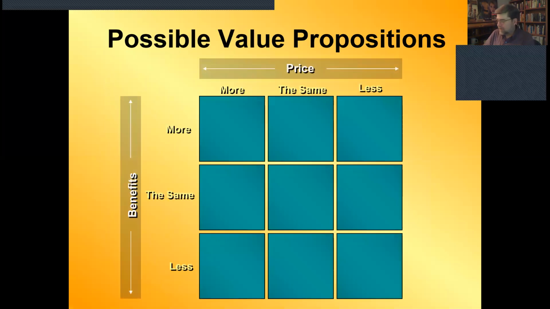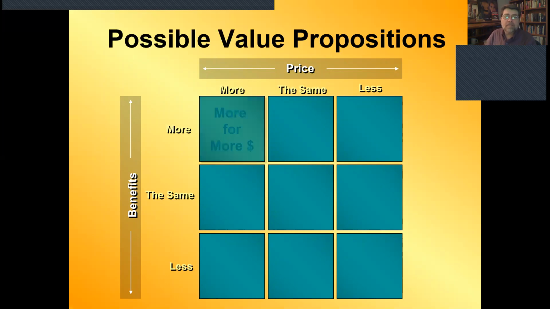So, we also look at various value propositions. And this is, what are we getting versus what we're giving? Here we have a grid with 9 categories, but really there's only 5. On the left, we have the degree of benefit we receive, versus on the top x-axis, the price we pay.